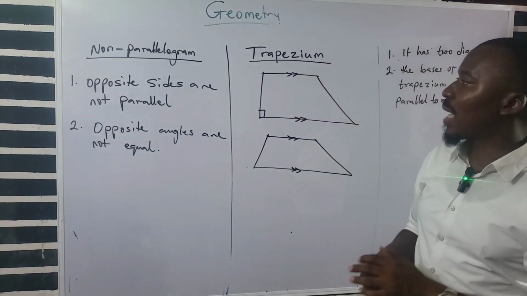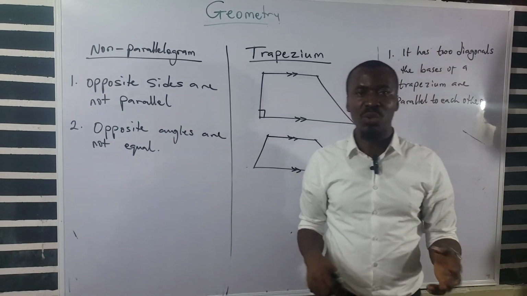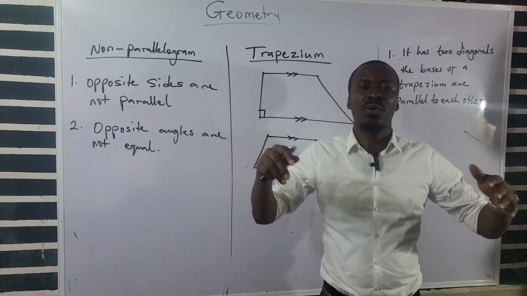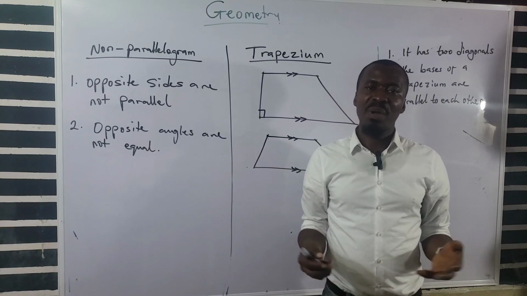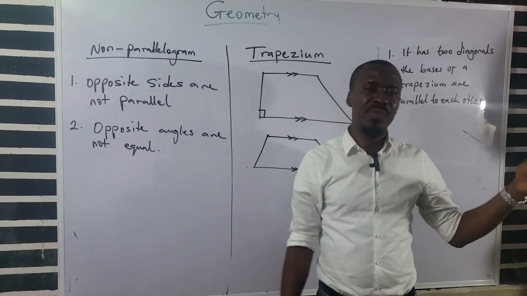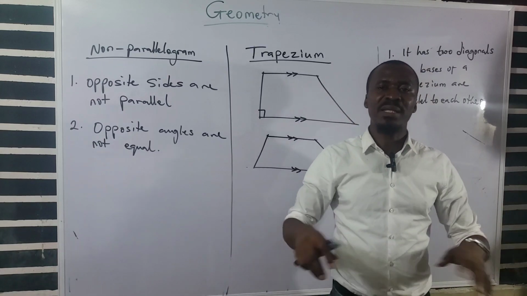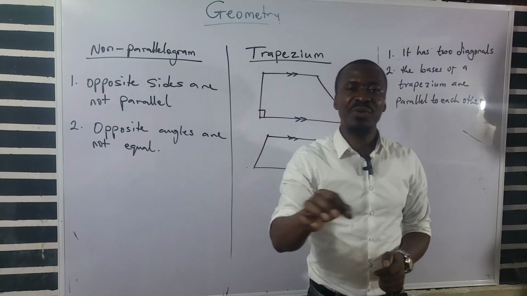Okay, in our next class we are going to deal with properties of triangles. So we are going to look at each triangle and look at its unique property. Remember, a triangle is classified based on the angle and based on the side. So we are going to look at the general property of a triangle and the unique property of each type of triangle.